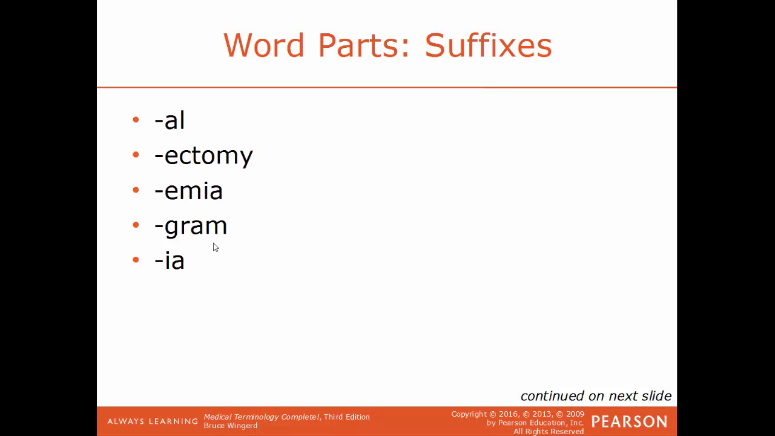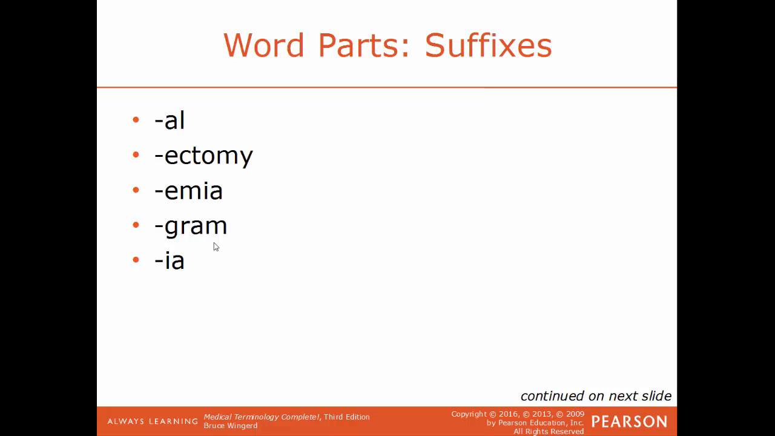See the next one, the suffix gram. This is often confused with the suffix graph. Sometimes people tend to use those interchangeably, but they are two separate suffixes. They mean two different things. The ending gram is a record, so a recording of something. So a mammogram is the actual record of that test.